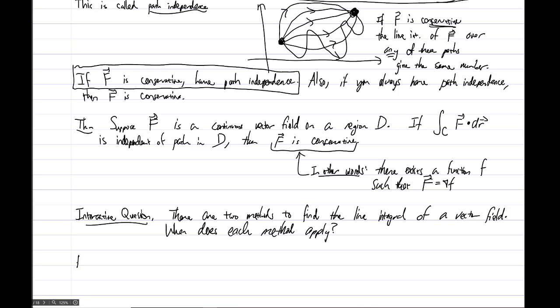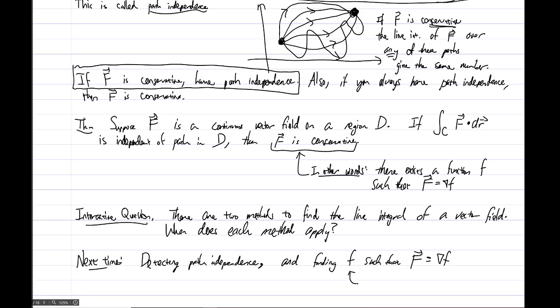Alright, so then next time, what we're going to do is we'll talk about detecting path independence. Among one topic, and perhaps a topic you sort of feel like you're chomping at the bit for based on the hint given in an earlier problem. We'll also talk about finding a lowercase f such that the given vector field is equal to the gradient of lowercase f. That is finding a potential function.